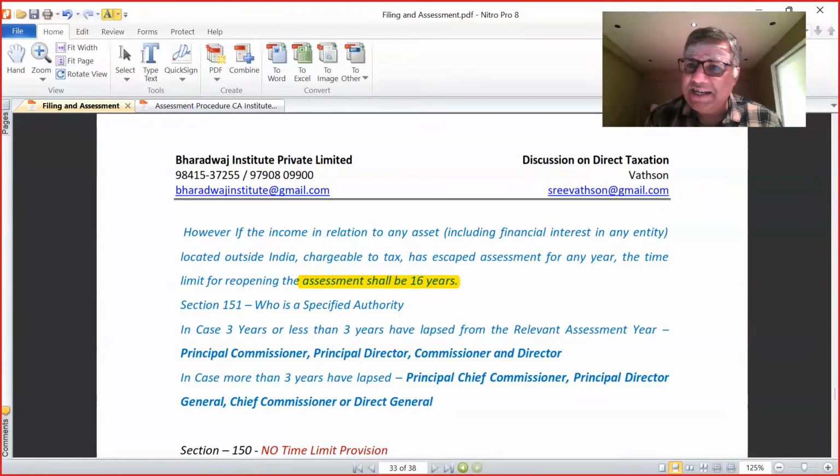Up to 3 years, get permission from your departmental commissioner itself: principal commissioner, principal director, commissioner director. Beyond 3 years, go to Delhi. The main people are the principal chief commissioner or director general. So that the case is stronger, there will be more checkpoints to verify.